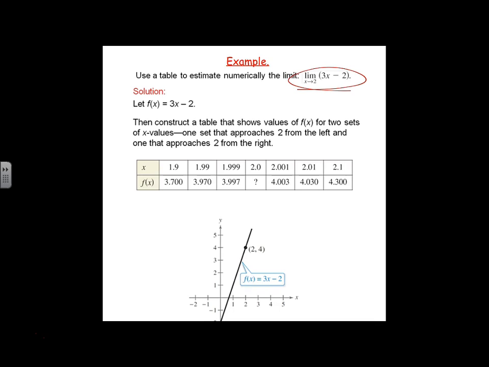I actually didn't show you guys this page earlier because I didn't quite want to. We did see a table, and we did see how the table showed us from below and from above that the function was approaching what? 4. Good. The limit was 4. So we could say L was equal to 4.